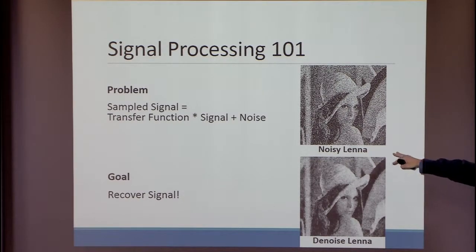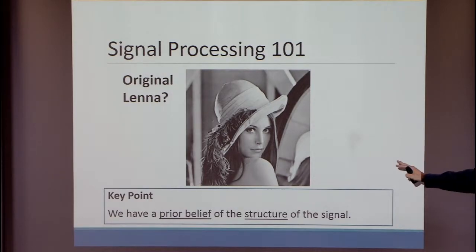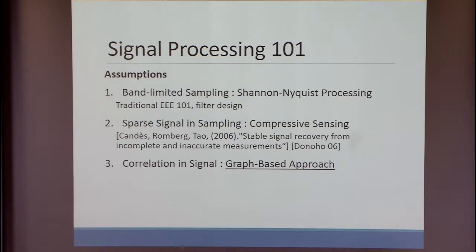So we have a noisy Lena, which is a very famous picture in computer vision, and the goal is always to try to denoise Lena. And if I give you this as Lena and ask you, do you believe this is the original Lena? The answer will be yes. But why would you say yes? Because everyone has a prior notion of what the structure of the signal should be. So we have an inherent idea of what a natural signal should be.